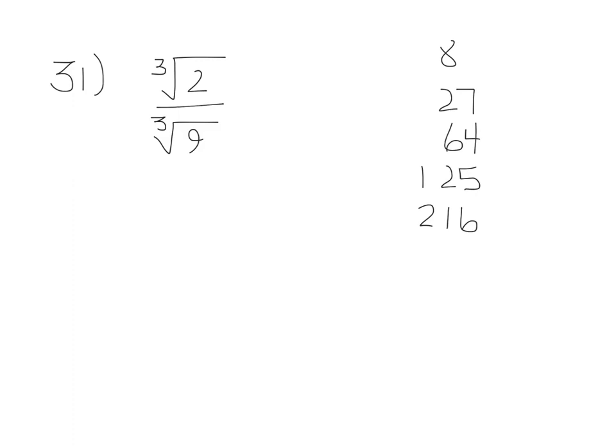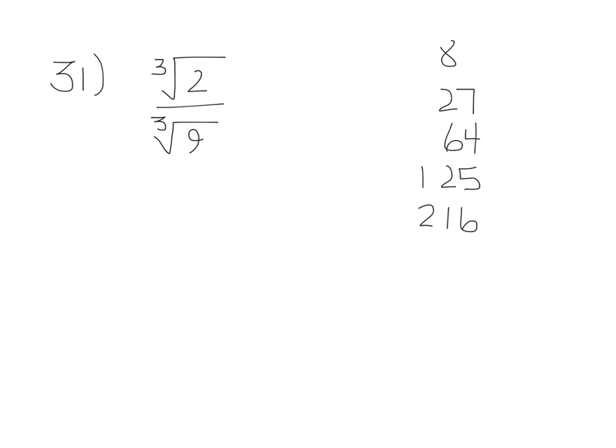This is number 31 in our Chapter 5 review, where we're asked to express the radical in simplest form. And so we have the cube root of 2 over the cube root of 9, and we know that we're not allowed to leave a radical in the denominator of a fraction. So since this particular problem involves cube roots, we have to think about our perfect cubes.